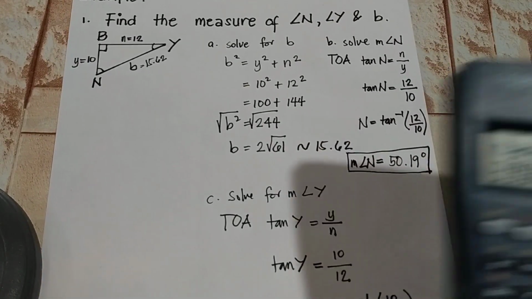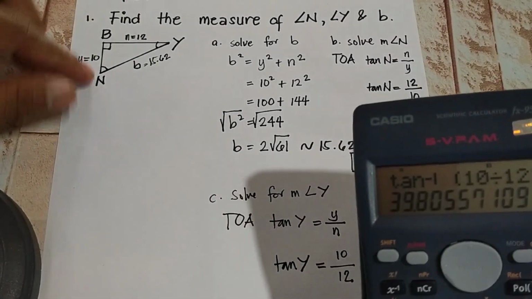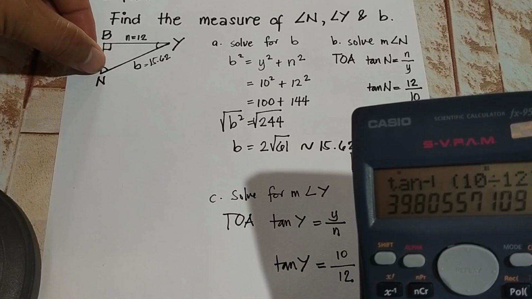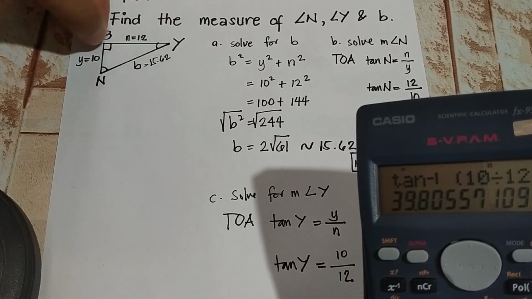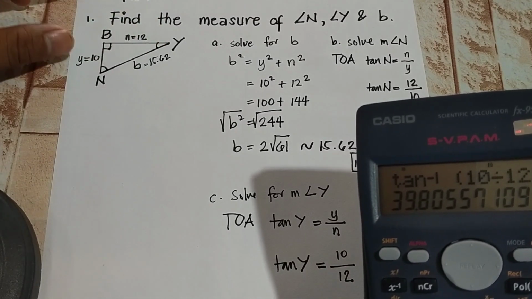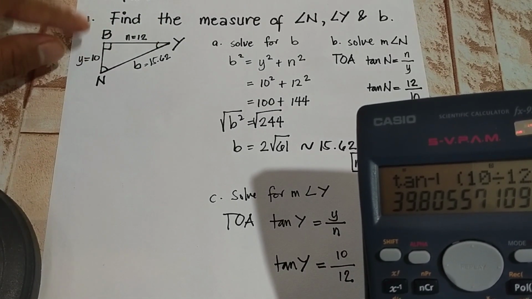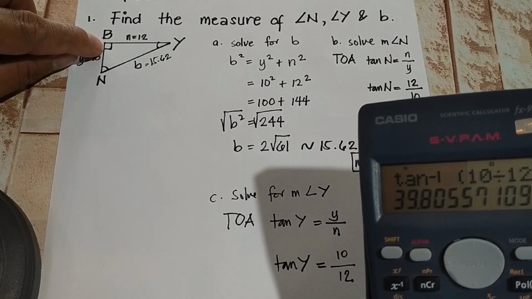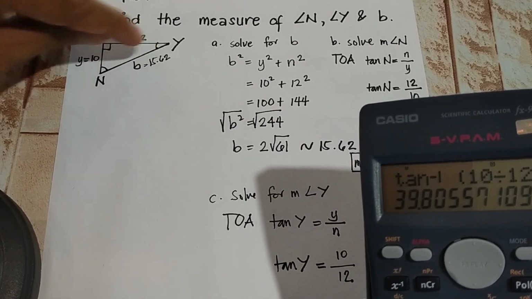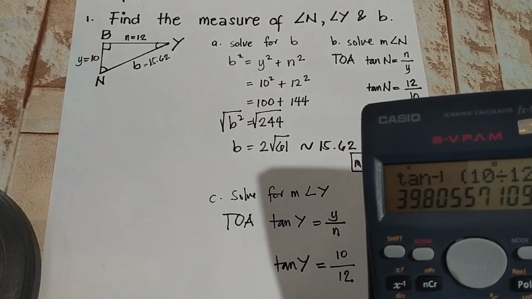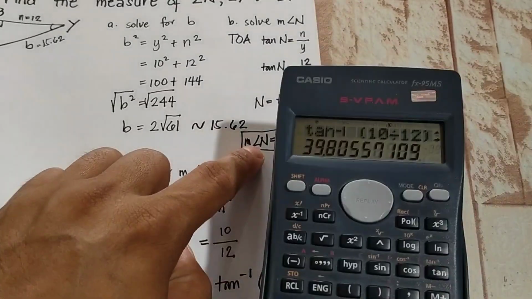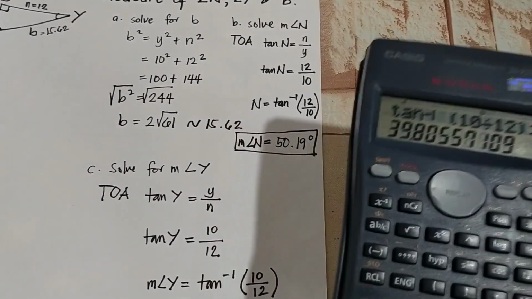Okay, there you go. So as you can see, for you to check if it is correct, the measure of angle N plus the measure of angle B plus the measure of angle Y is equal to 180 degrees as the total measure of the angles of a triangle. Since we already have 90 degrees, angle Y and angle N are complementary angles. They measure 90 degrees. So if we check based on our solution, angle N and angle Y should be equal to 90 degrees.